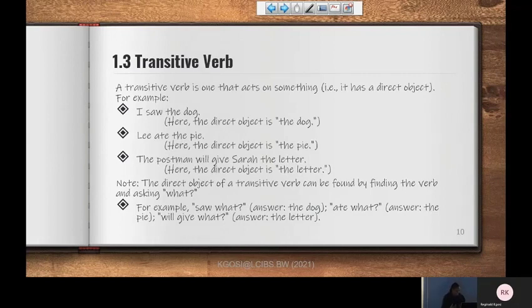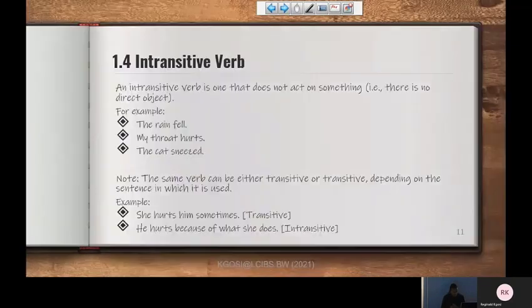Lee ate the pie, or just Lee ate. When you say Lee ate, it's intransitive. You have not answered the question what. The rain fell. You see, that's an intransitive verb. My throat hurts. It's different from saying my hand hurts.